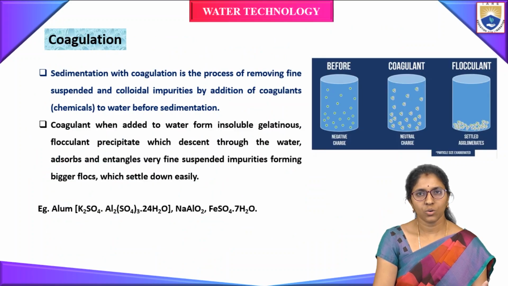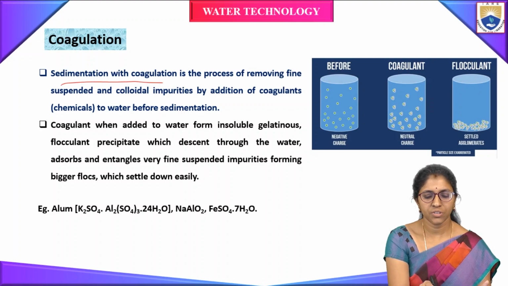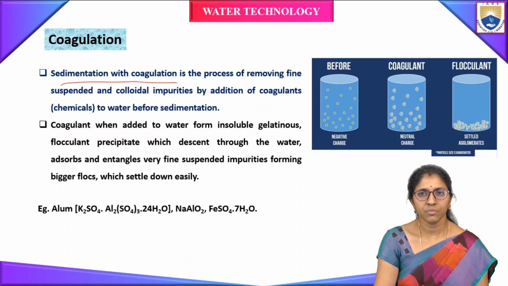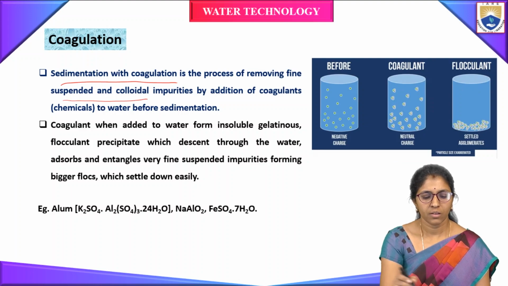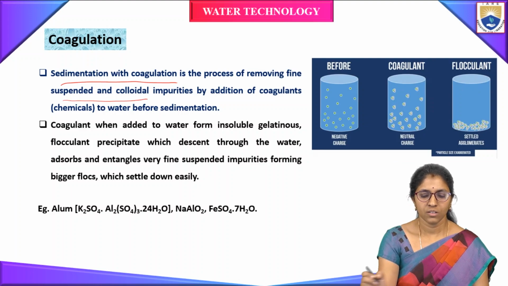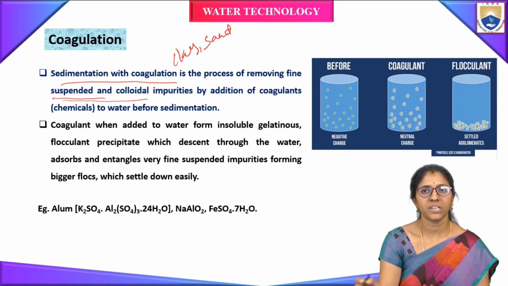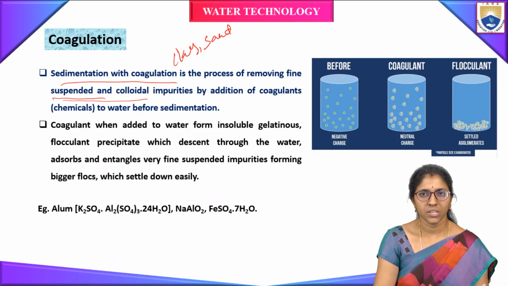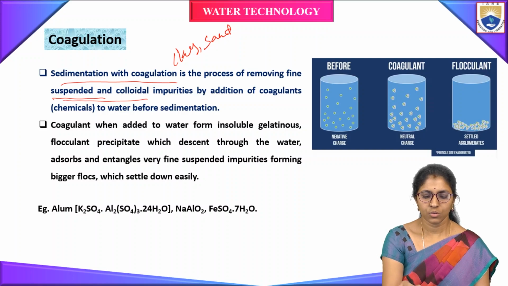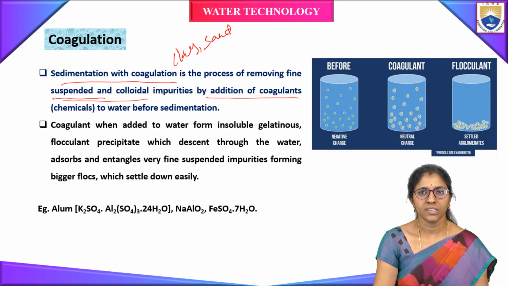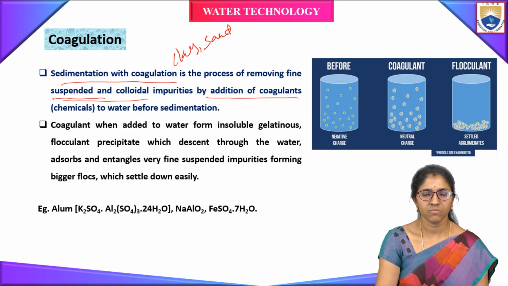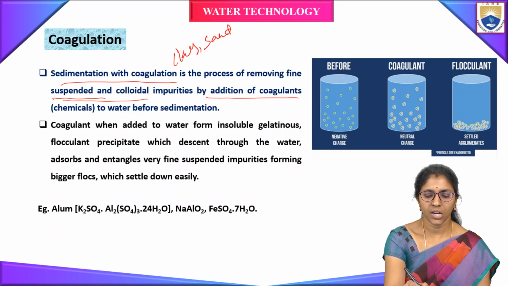Next process is coagulation. Sedimentation with coagulation is a process of removing fine suspended and colloidal impurities. In water we will have clay and sand impurities, which are called fine suspended or colloidal impurities. By the addition of coagulants to water before sedimentation, that process is called sedimentation with coagulation. Here we are using chemicals, or coagulants.